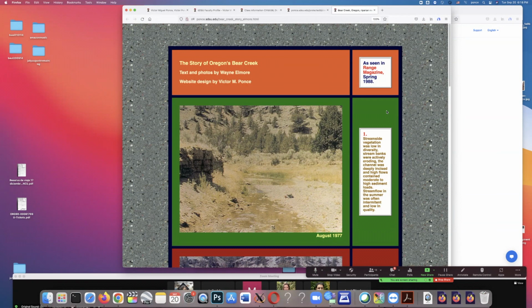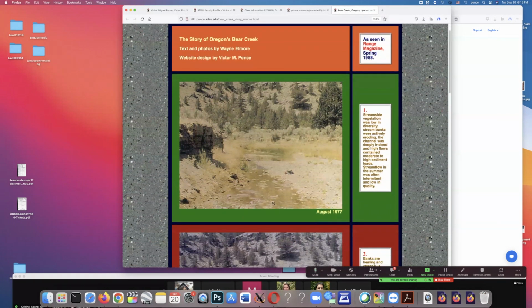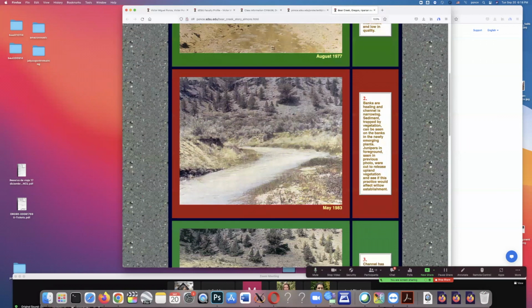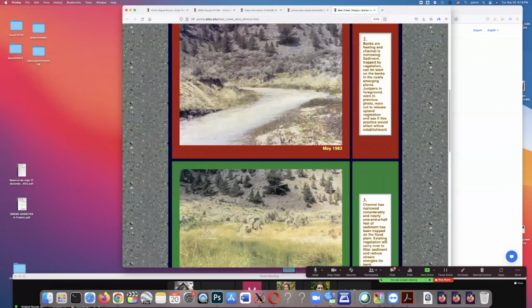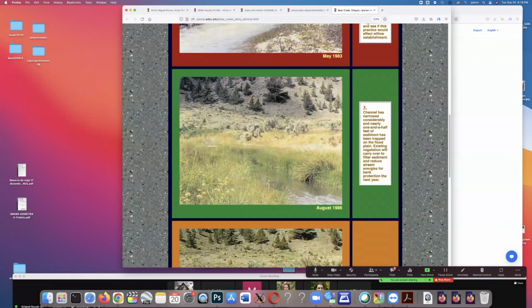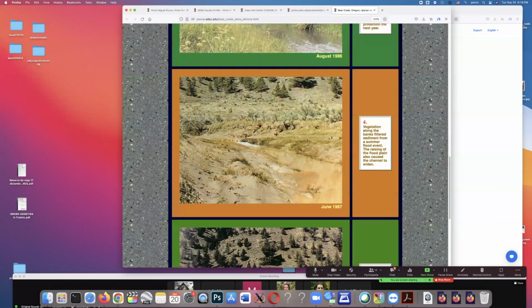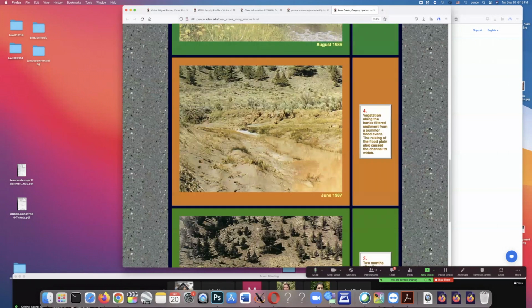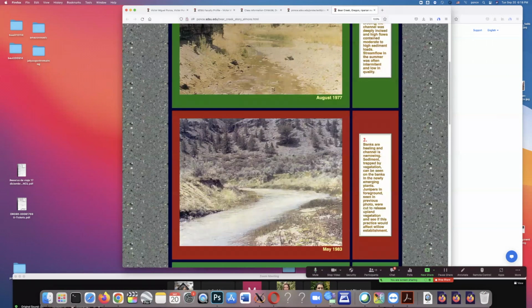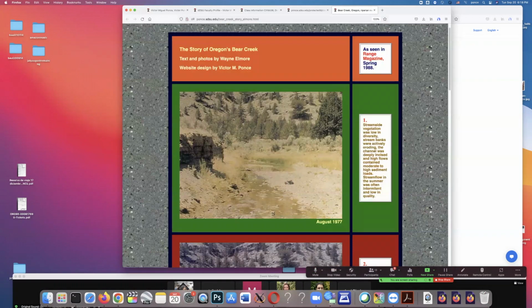The first of these pictures was August 77. This is a time series of photographs. And I believe I already talked about that. May 83, August 86, June 87, August 87. And this is a project in which I believe Wayne Elmore was personally involved. And that's why he was able to publish this in Range magazine, the spring of 1988.